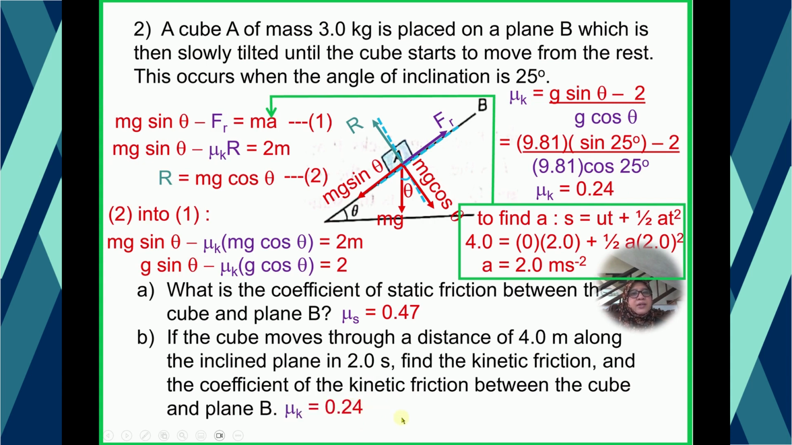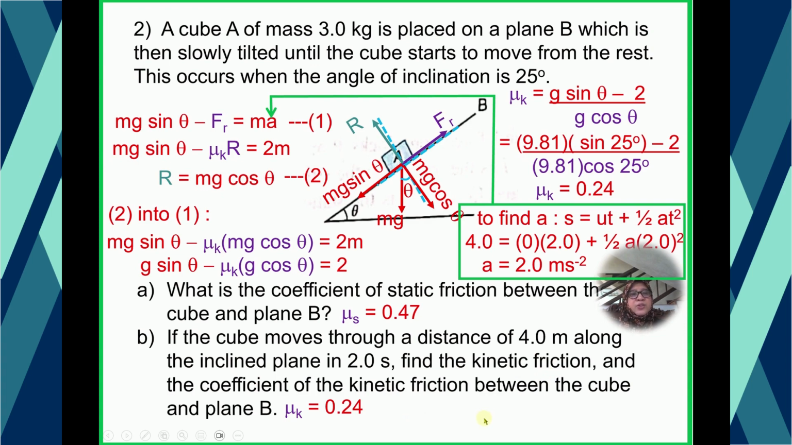And the kinetic friction, I didn't do here, but you can substitute into this value, mu k R, so you get friction. So this is kinetic friction, Fr. You substitute 0.24 times R, which is mg cos 25 degrees. So m is 3 kg and g is 9.81. So you can get the kinetic friction. I didn't do it here, so you can do it on your own.